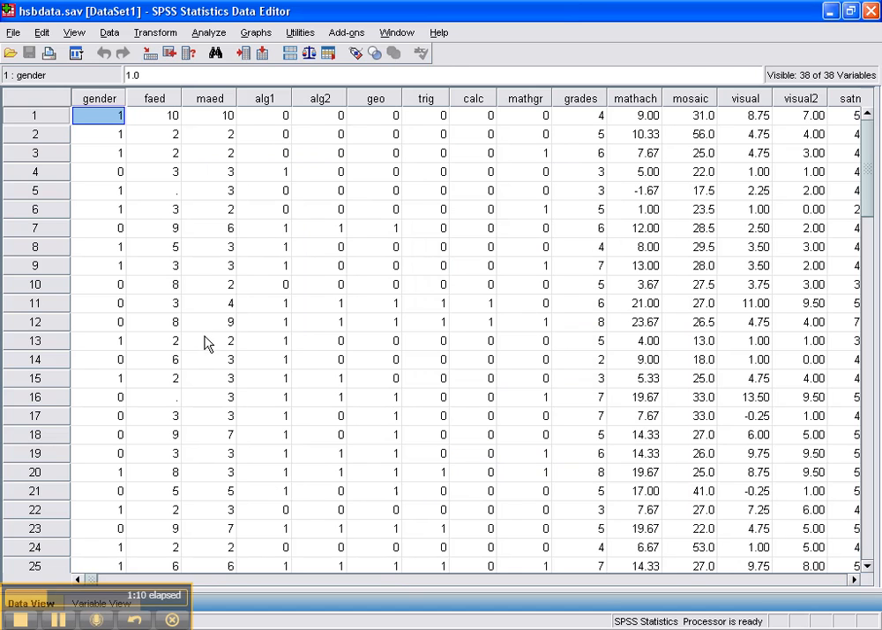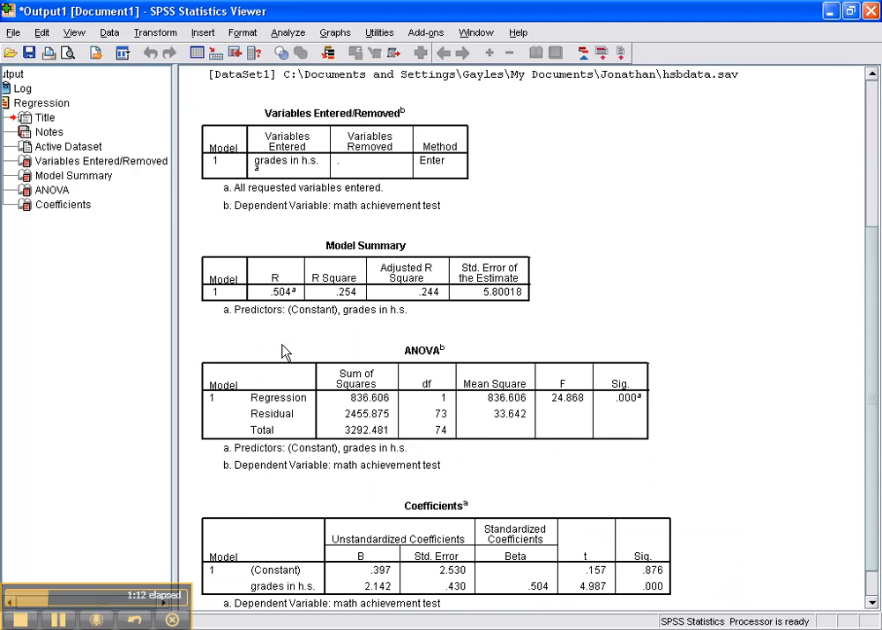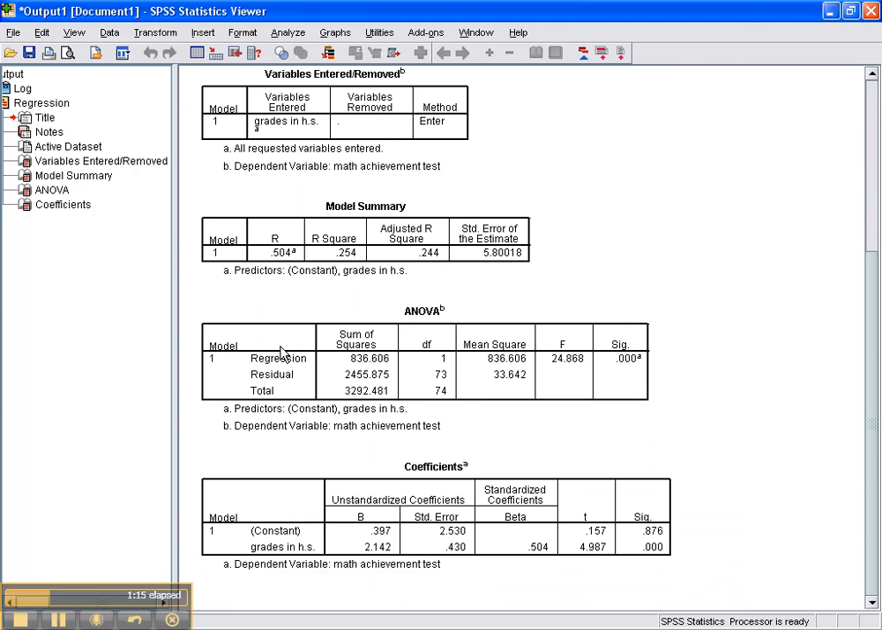Okay. Now let's take a look at the output. It's a little bit more to look at than you're used to, and that's okay. Let's go through the most important points, some of which we'll discuss in class, especially the portion about the regression equation. Here we have dependent variable, math achievement test. Variables entered into the equation, grades in high school. Important, adjusted R-squared tells us that grades in high school explains over 24% of the variance in math achievement.